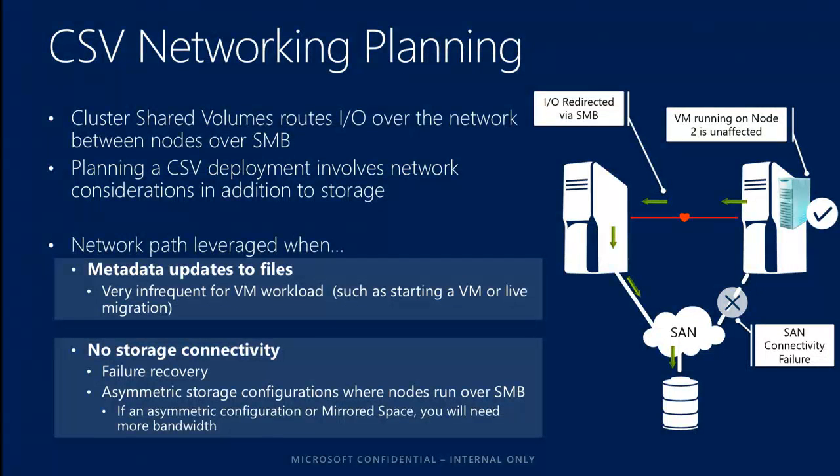I already kind of talked about this a little bit. Again, with CSV, we're actually routing communication between the nodes in the cluster. So there are those two boxes, one for the metadata updates, and the other one for fault conditions. If you look here, I've lost network connectivity, SAN connectivity, and then what you see is that the virtual machine is actually routing all I/O over SMB, which will be executed through that node down to the storage. So again, you have to think about those two different conditions: quality of service is really important for metadata updates, and bandwidth is important for failure conditions.